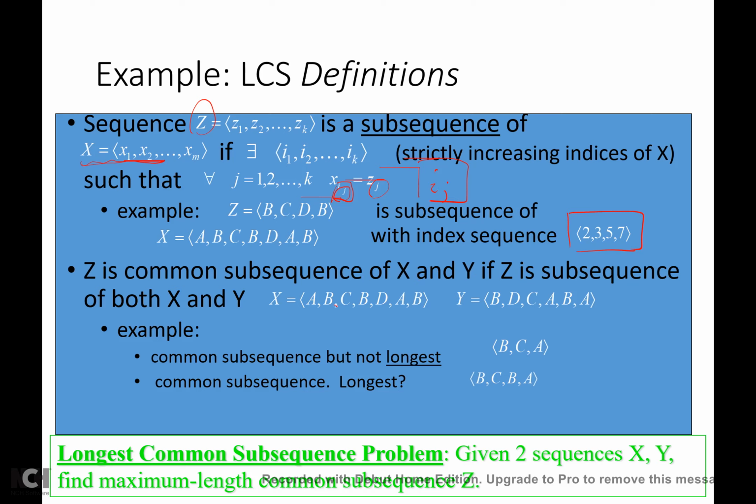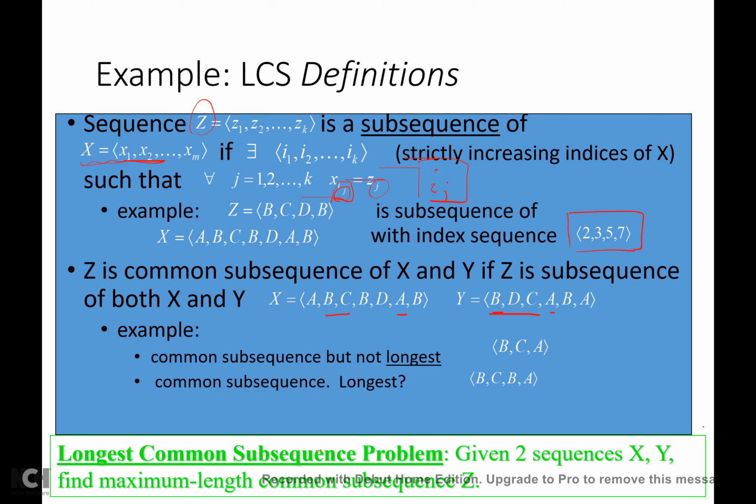For example, X equal to ABCB, Y equal to BDCB. The common subsequence could be BCA, right? BC, either one, A, right? So we need to make sure that when we retrieve this subsequence, the index is in increasing order. But this BCA is not the longest one, because we could find BCBA, even longer than that.